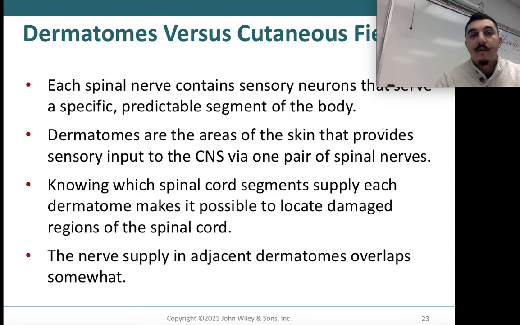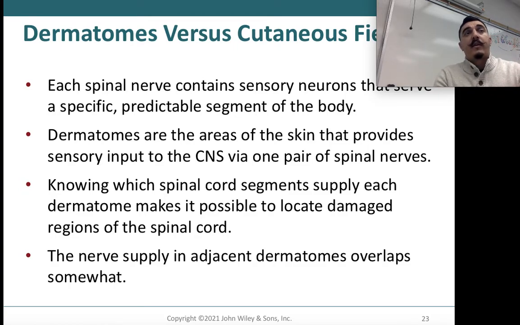It sounds like a big word, but derma, skin. So those are areas on the skin that have sensory information to receive signals. We need those, or else when there's fire and we touch it, if there are no signals being sent, we don't even know we're getting burnt, right? So it provides sensory input to the CNS via one pair of spinal nerves. Knowing which spinal cord segments supply each dermatome makes it easier to locate damage to regions of the spinal cord. If you know what areas got injured, you can see what part of the vertebrae is injured, right? Doesn't that make sense?